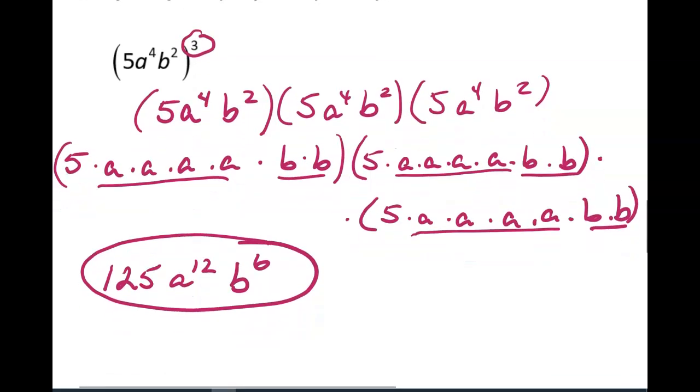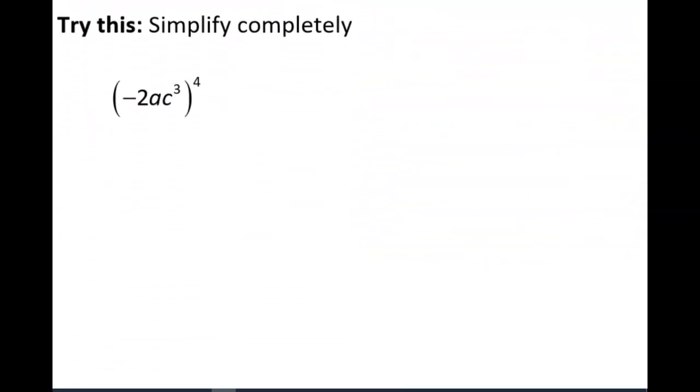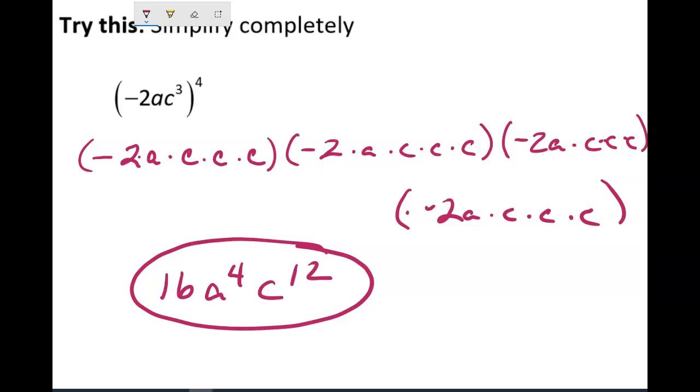All right, your turn to pause the video as you try this one below. And we should come up with a result of negative 8a cubed c raised to the, well, no, actually. Let me try that one again. If I wasn't paying attention the first time and I didn't look at that outside exponent, that was 4. So we're going to have negative 2ac cubed times itself times itself times itself. So there are 4 identical factors there, and each one of those is negative 2a times c times c times c.